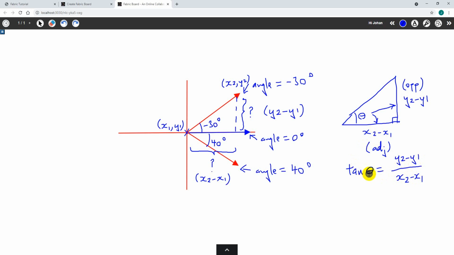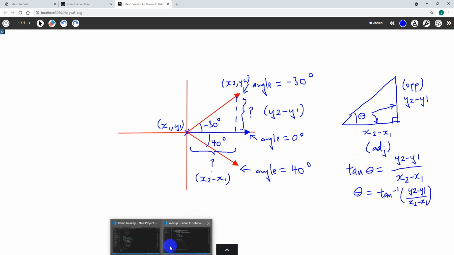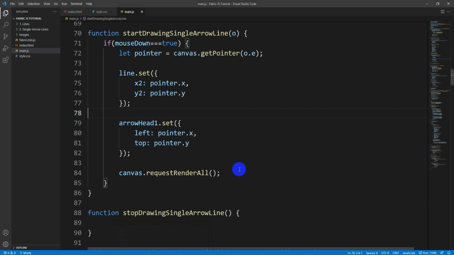In order to find the angle theta, it will just be the inverse tangent of this whole value, y2 minus y1 over x2 minus x1. So this is how we can find the angles. Let's do that. It's a little bit quite daunting, but let's just try to do it.